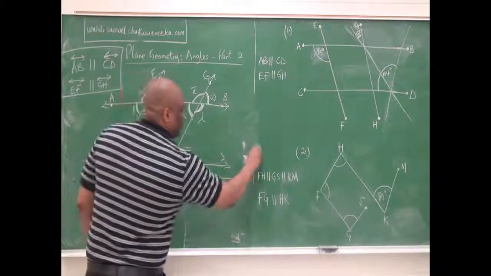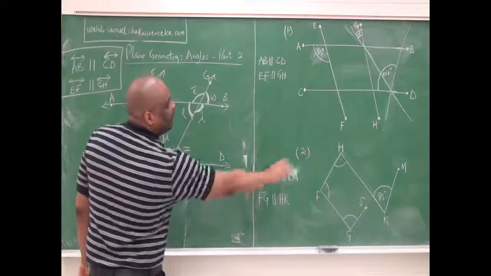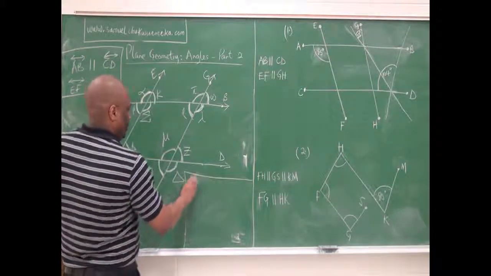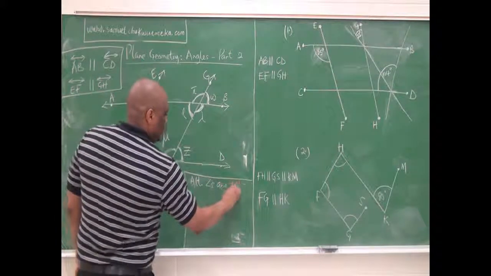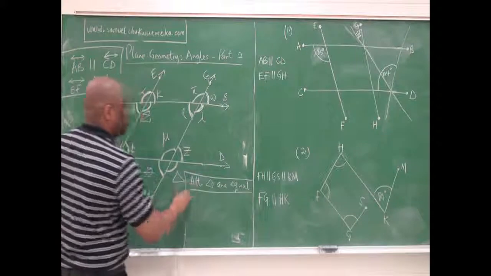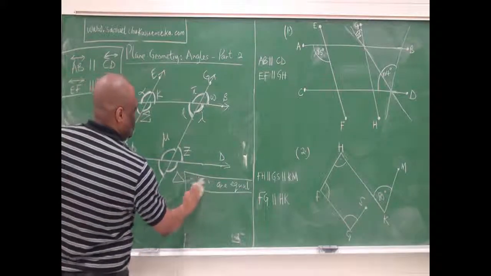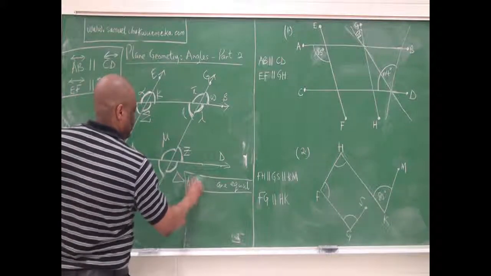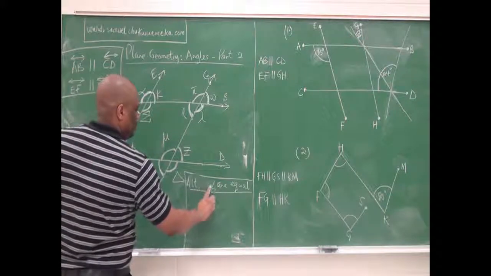Alternate angles are equal. Now this question is for this. So alternate angles are equal. We have that alternate interior angles are equal.